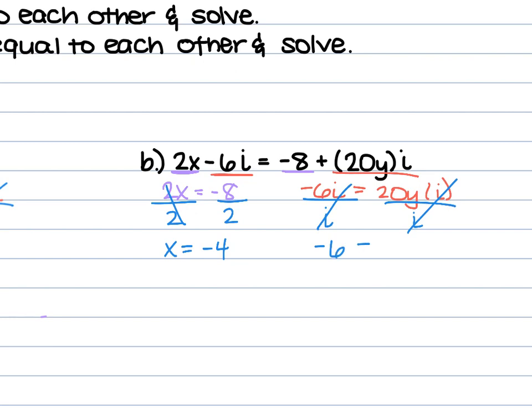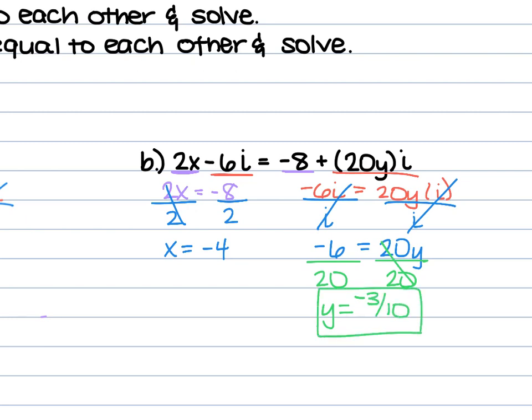So this is going to be negative 6 is equal to 20y. We divide each side by 20, and we get that y is equal to negative 3 over 10. So y is equal to negative 3 over 10, x is equal to negative 4.